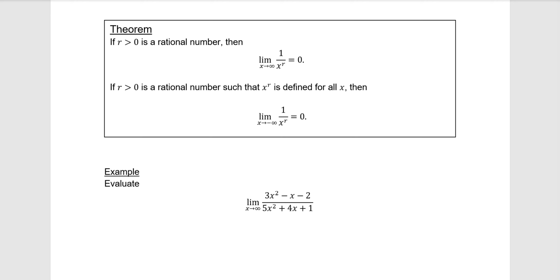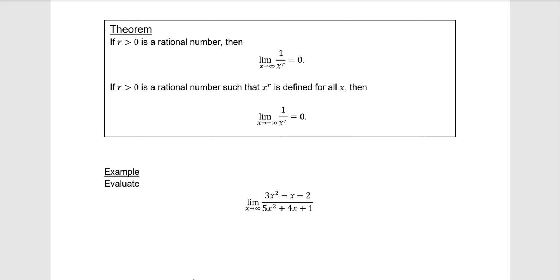So next thing here, we have a theorem. This theorem is pretty important. The theorem says that if r is a positive rational number, then the limit of 1 over x to the r power as x goes to infinity equals 0.